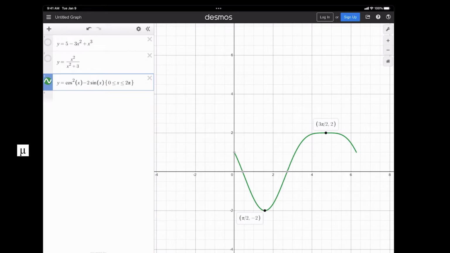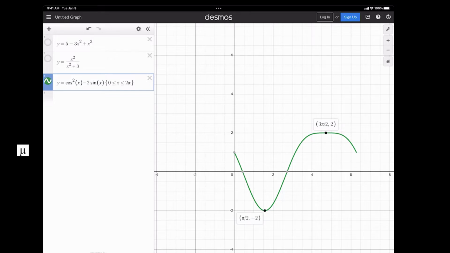So here's the function in Desmos over that interval from 0 to 2 pi. Notice I'm at a valley at pi over 2. Is that true? And then what am I at 3 pi over 2? I'm at a what? Hill. You guys okay with that?